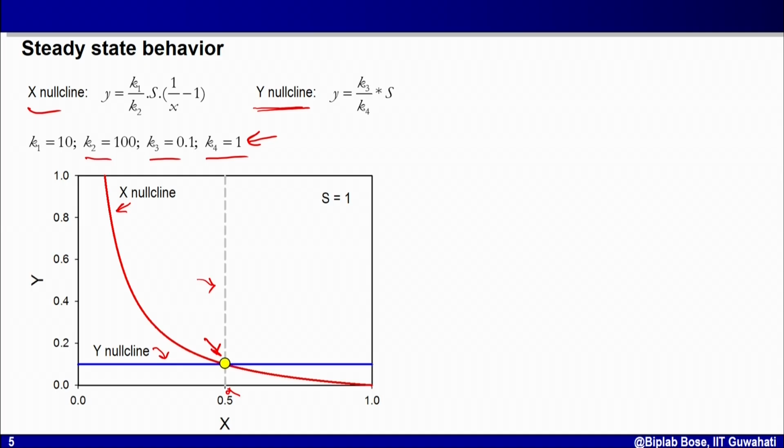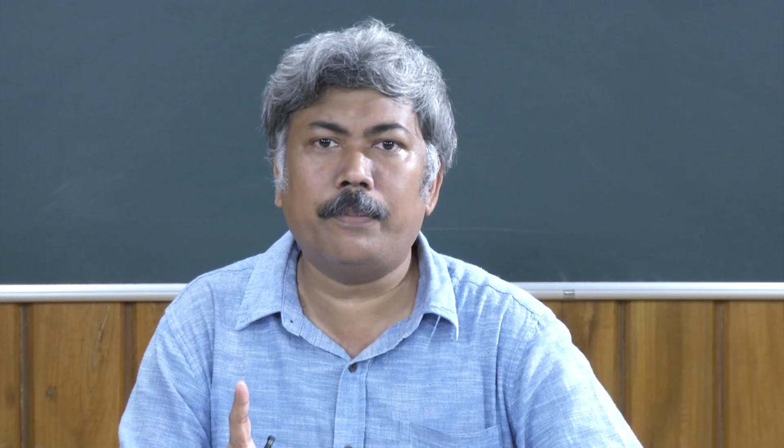Now what will happen if I change s from 1 to 2? That means I am doubling the input signal. What will happen to the steady state? Now from the algebraic calculation I know that the steady state value of x does not depend upon s, it remains constant. So as long as the parameter values k1, k2, k3, k4 do not change, my steady state value of x will not change.